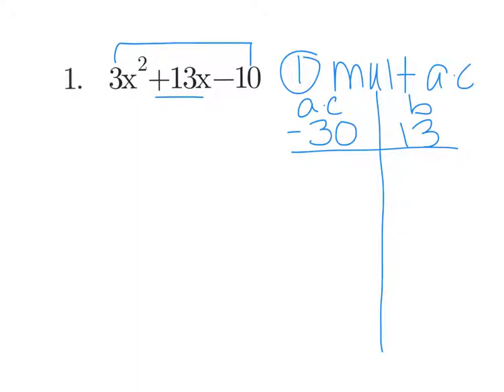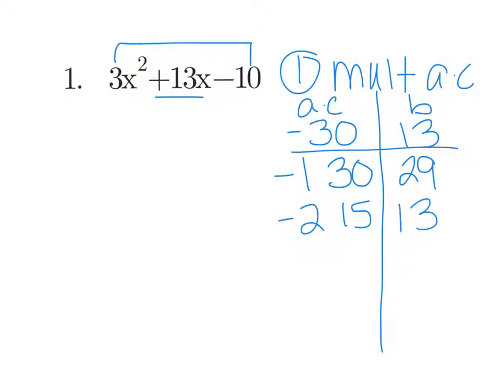Let's do it. I always start with 1. Now I know I want a negative, so I'm going to have negative 1 and a positive 30. If I want a negative number when I multiply, I know I need to have 1 negative and 1 positive. Now when I add those, I get 29. We want 13. That's not 13. So now I need to go and do negative 2 and 15. When I multiply those, I get negative 30. When I add, I get 13, which is what I wanted. So these are going to be the 2 terms I'm going to use with my 6.